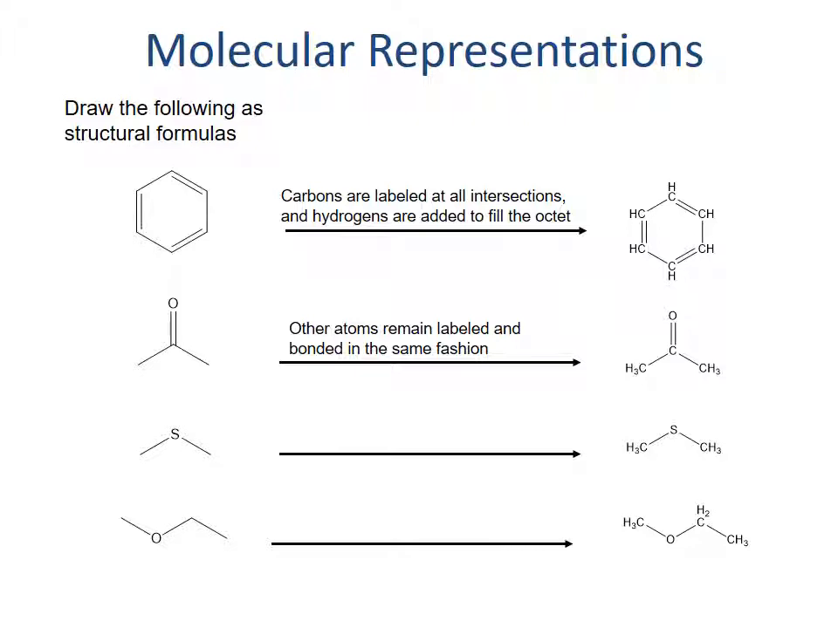And finally on the bottom we have an oxygen that's between 2 carbons. The carbon on the left has just the bond to the oxygen, so it needs 3 more hydrogens to fill its octet. And the carbon next to the oxygen on the right has a bond to the oxygen and a bond to another carbon, so it only needs 2 hydrogens to fill its octet, so it's a CH2. And then the final carbon on the right is a CH3 again.